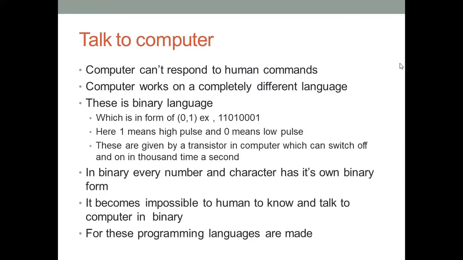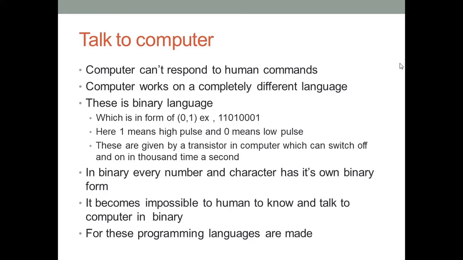I hope that you have heard about the binary language, and if not, then we will see more in some of our next videos. So computers work on the binary language. In the binary language, 0 means the low pulse and 1 means the high pulse. So if you pass a high pulse, then you are passing 1. If you are passing a low pulse, then you are passing 0.